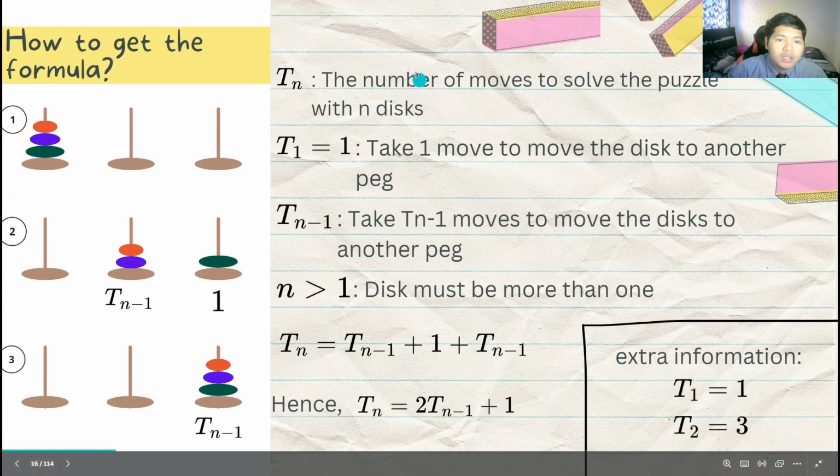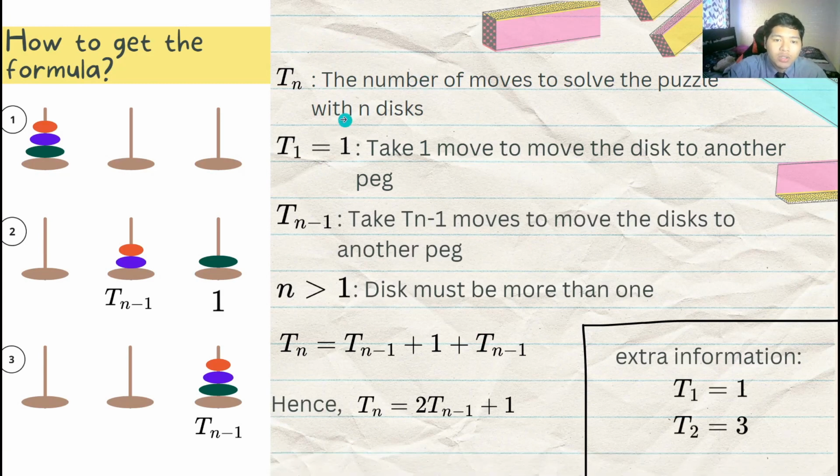Alright, how do we get the formula? Look at this: Tn is the number of moves to solve the puzzle with n disks. T1 equals 1, it takes 1 move to move the disk to another peg. For n greater than 1, Tn equals Tn-1 plus 1 plus Tn-1.